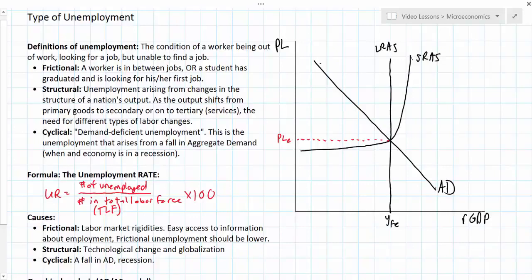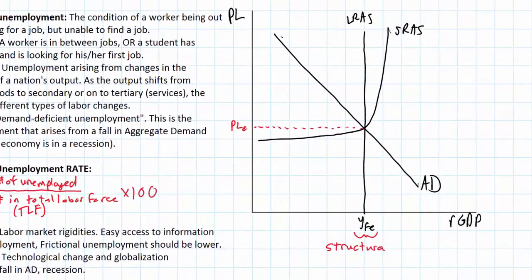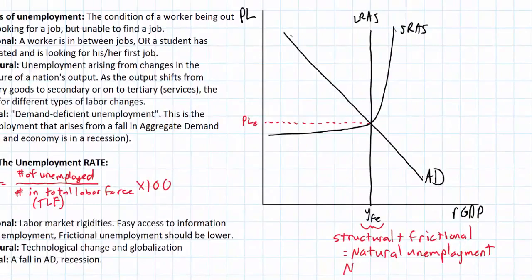So let's talk about the level of unemployment that exists when a nation is at full employment. When a nation is at full employment, it is experiencing structural plus frictional unemployment. These together represent what we call the natural types of unemployment. Even a healthy economy producing at its full employment level is expected to have some natural unemployment. And the rate of unemployment that prevails when an economy is producing at its full employment level is called the natural rate of unemployment. So, corresponding with the full employment level of income, we have structural and frictional unemployment.